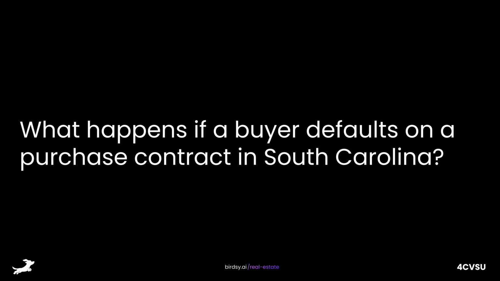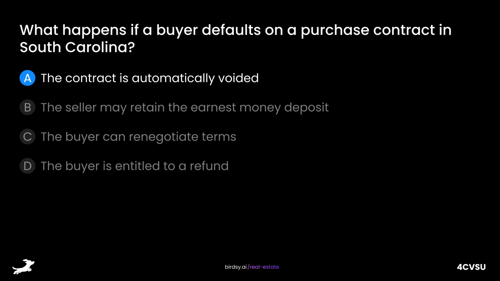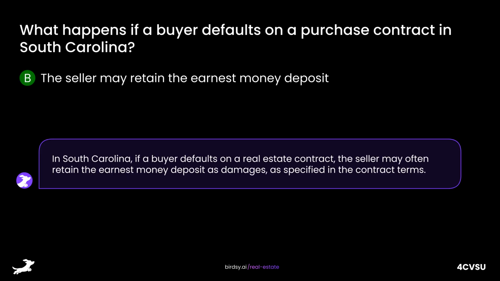What happens if a buyer defaults on a purchase contract in South Carolina? Is it A, the contract is automatically voided, B, the seller may retain the earnest money deposit, C, the buyer can renegotiate terms, or D, the buyer is entitled to a refund? The answer is B, the seller may retain the earnest money deposit. In South Carolina, if a buyer defaults on a real estate contract, the seller may often retain the earnest money deposit as damages, as specified in the contract terms.